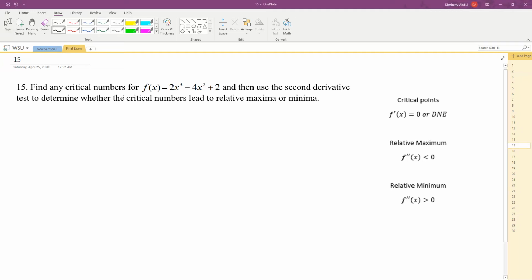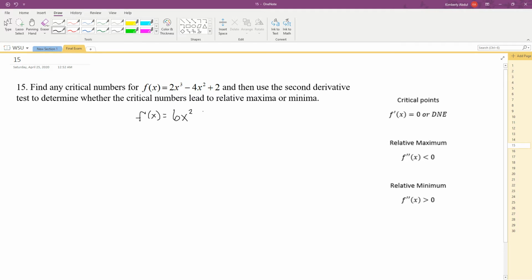All right, to find critical numbers, as a reminder, we need to find the derivative and set it equal to 0. And then we can use the second derivative test to figure out if it's a relative maximum or minimum. All right, so for the first derivative here, I'm going to just multiply the exponent by the coefficient. So I get 2 times 3 is 6, and then reduce the exponent by 1. So 3 minus 1 is 2.